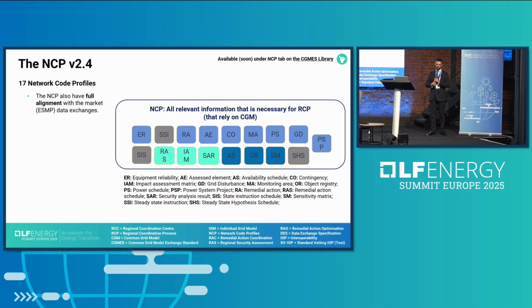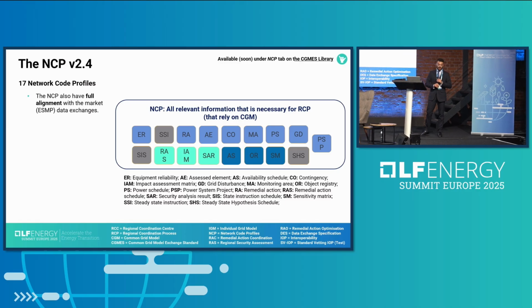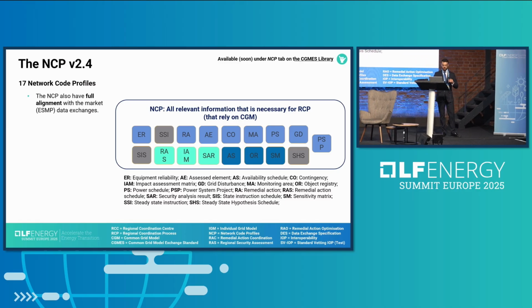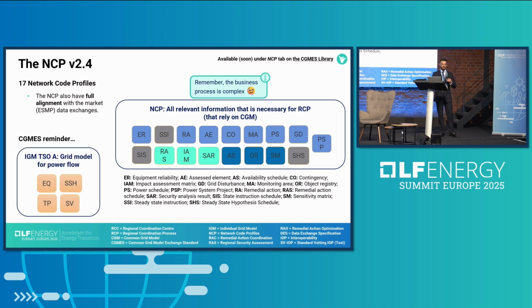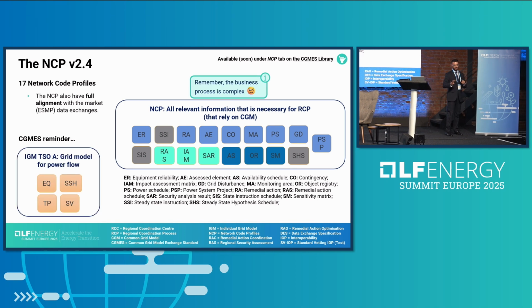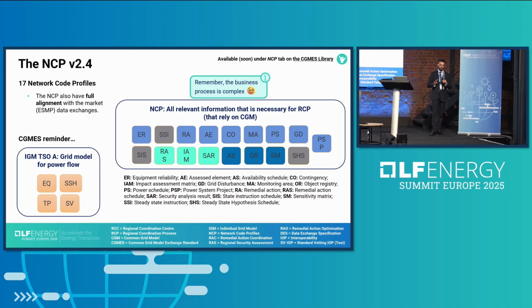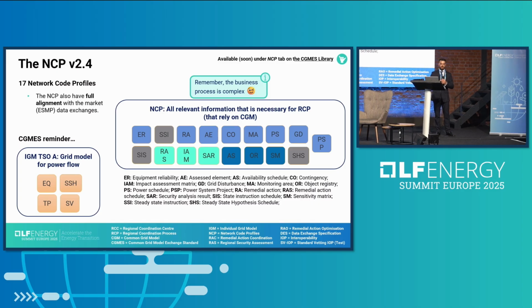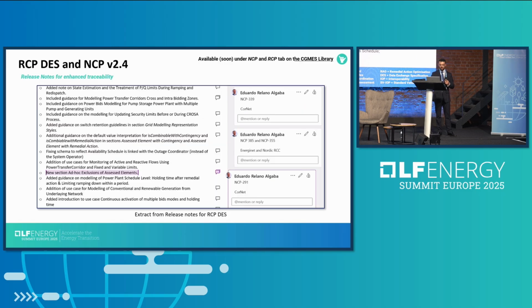Yeah, 17. And they are fully aligned with market profiles, with ESMP profiles for data exchange. I know, it's complex. There are 4 CIM-based profiles and 17 network code profiles, but the process is complex. The requirements that are derived from the law are complex. The logics are complex. So it's not because ENTSO-E wants to complexify it, it's because it's really a huge challenge to fulfill this service in a cross-regional manner.